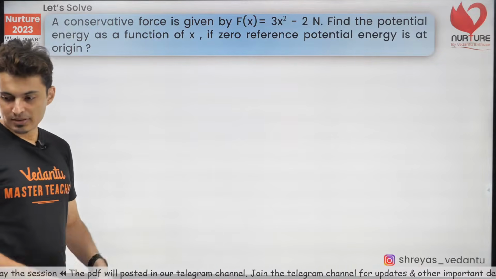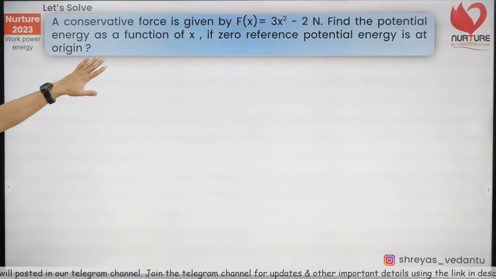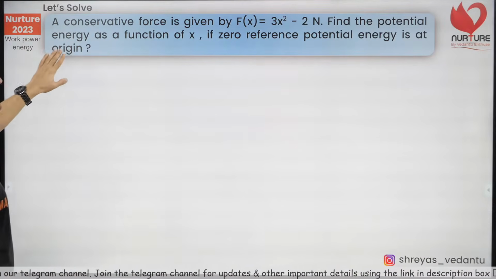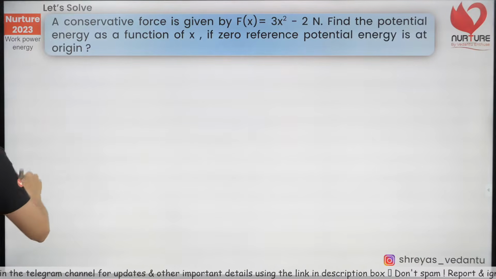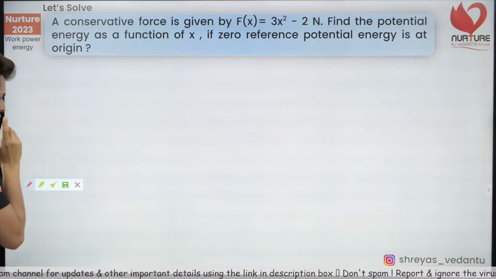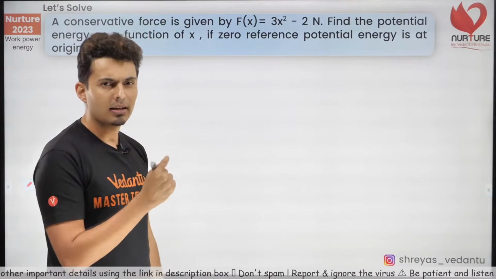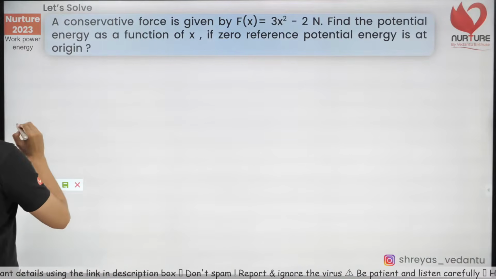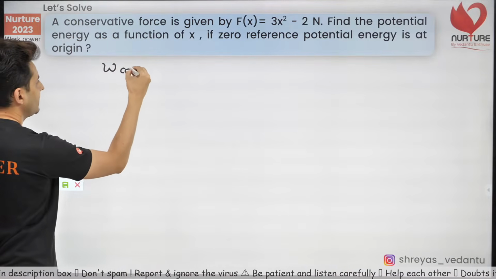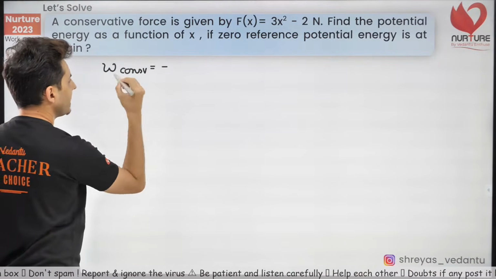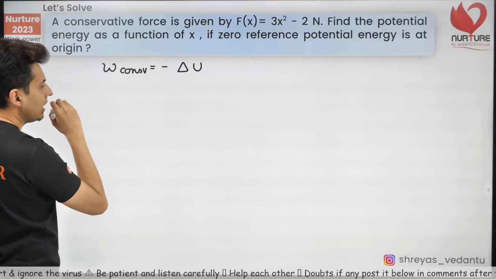Okay, let's do this. There is a force and the question is, what is the potential energy as a function of x if the reference potential energy is at the origin? The zero reference is at the origin. Now force is given and we have been asked energy. How do I relate force and energy? I think I need to start with the work and energy definition. The work done by the conservative forces is negative delta U.